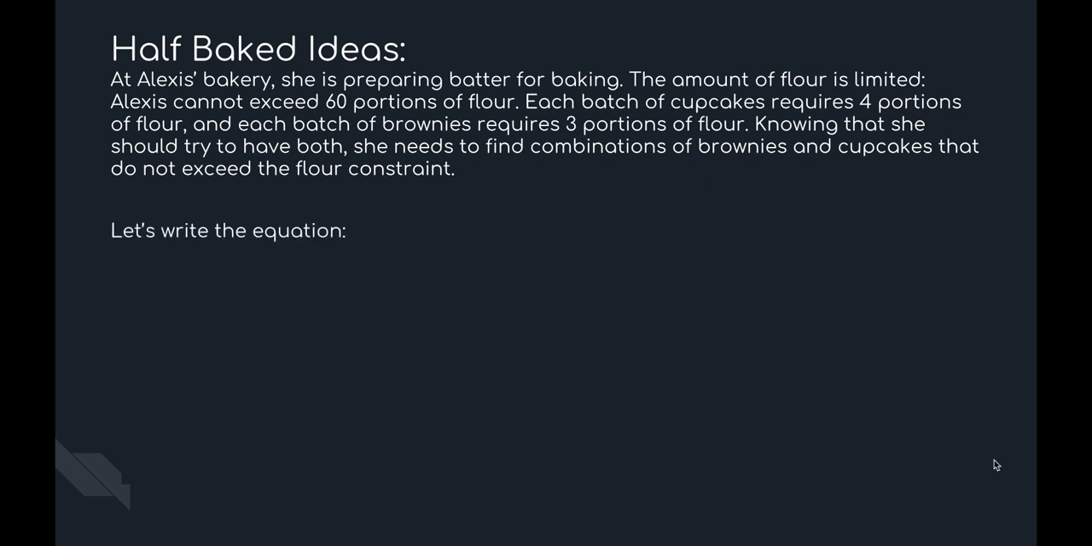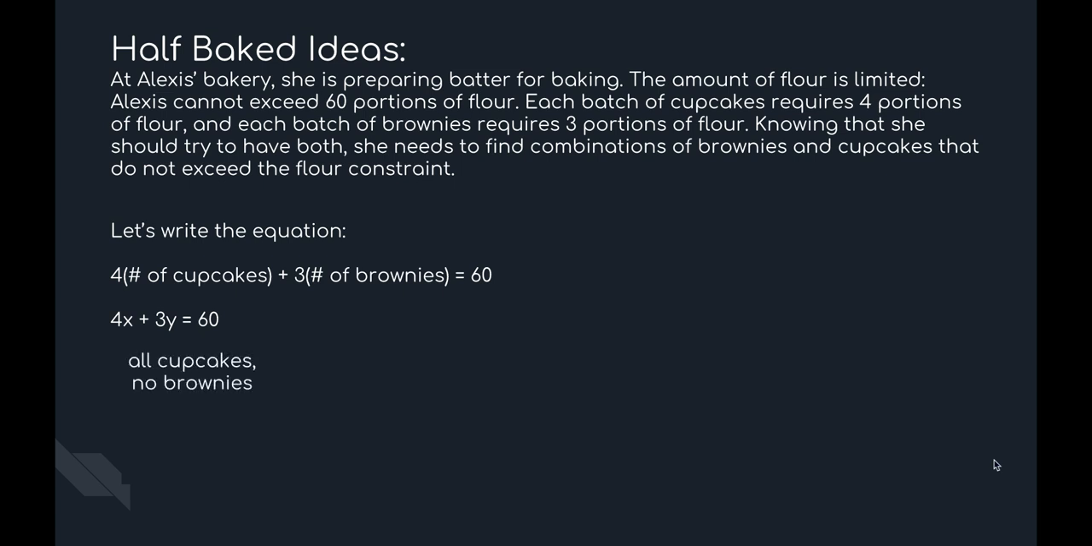So let's write the equation. We know that we need 4 portions of flour for the number of cupcakes that she'll make and 3 portions of flour for the number of brownies. So the number of cupcakes times the amount of flour increased by the number of brownies times the amount of flour has to equal the 60 portions of flour that she has. Or in terms of an equation, 4x plus 3y equals 60.